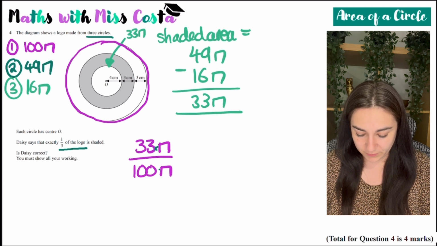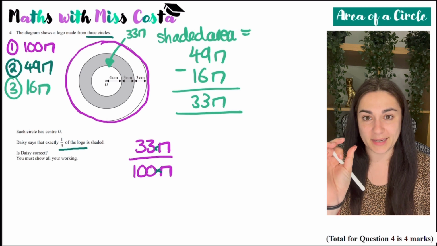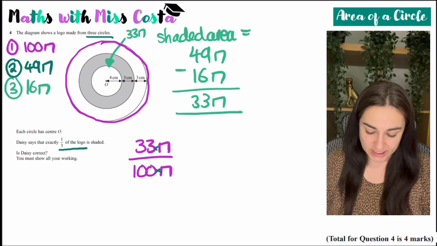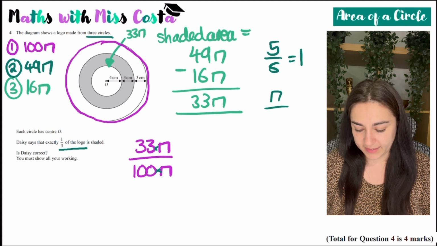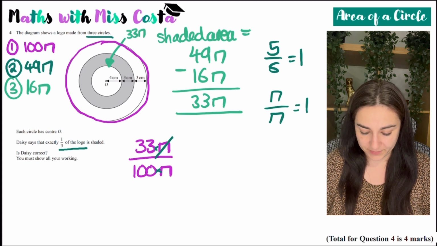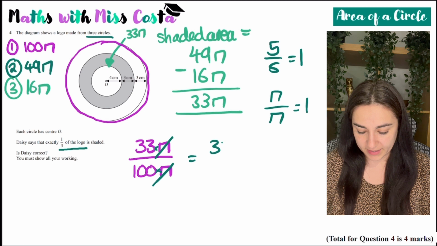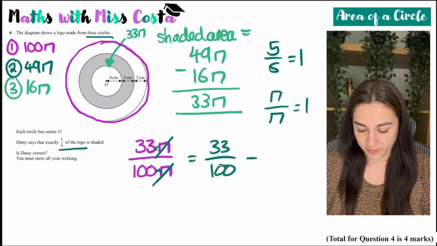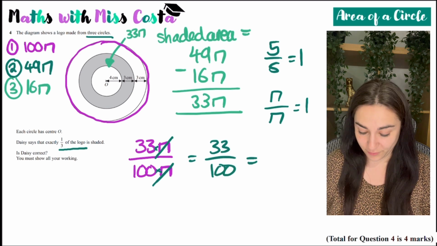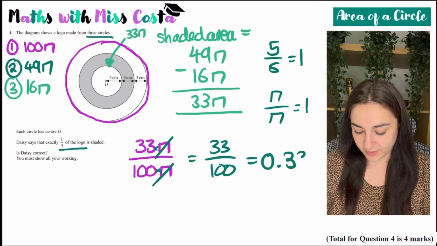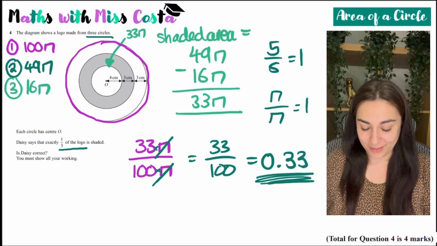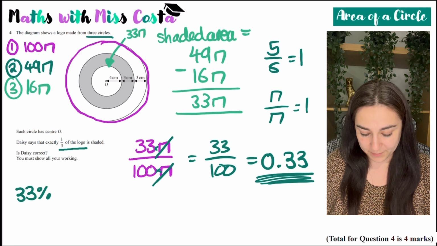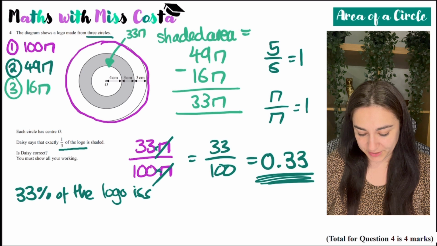So what I can do is turn that into a fraction and divide what I can. So remember, when you've got fractions and it's just one term that's being multiplied, you can divide, because anything divided by itself is 1. So pi over pi is 1. So I can just cancel that out, and I'm left with 33 over 100. Now, if I do 33 over 100, that gives me 0.33. Okay, so 0.33, or 33% of the logo is shaded.